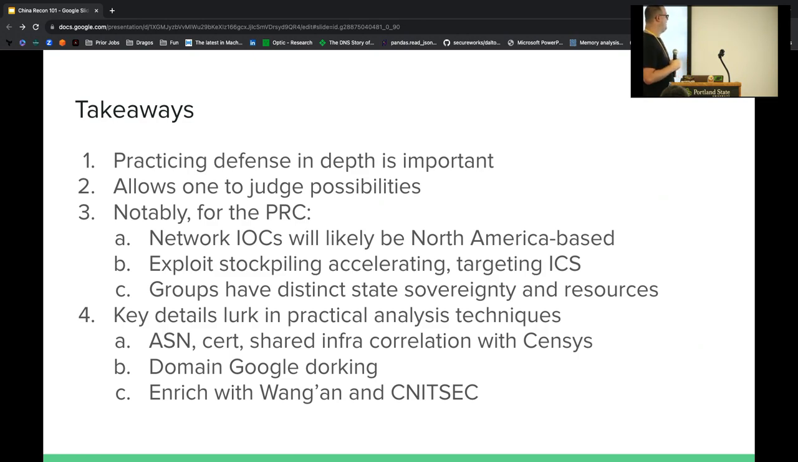bearing is. And I think finally, and most practical for people, there are key details that lurk in practical analysis techniques. You can get ASN, CERT, and shared infra correlation with Censys. It's very, very simple. It does require you doing research and visiting some pages, but you can do it. Trust yourself. Google dorking is very powerful, as usual. And specifically for this regional bearing, you want to look at Wangan and Synitsex databases. It will tell you certified products, people, companies, and it will give you procurement information, which gives you some interesting insight into what's happening, even for organizations which try to keep themselves covert.